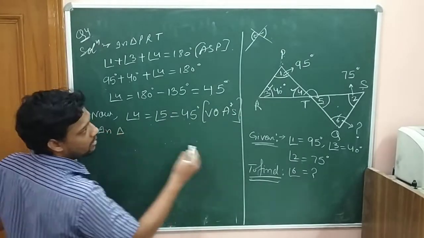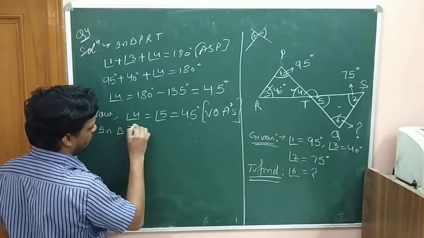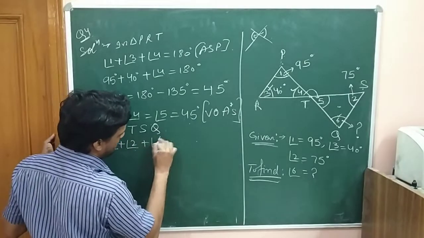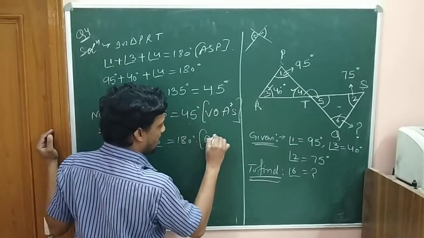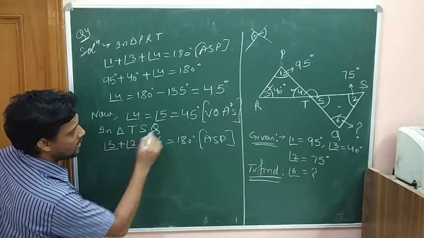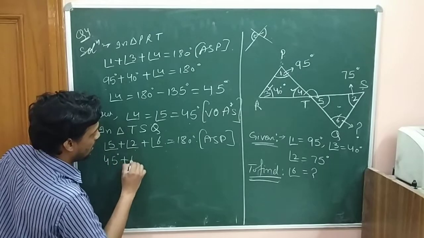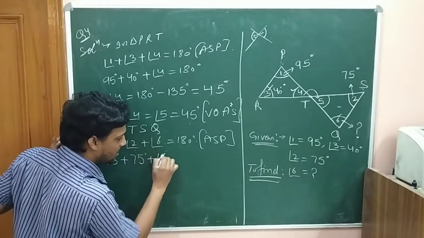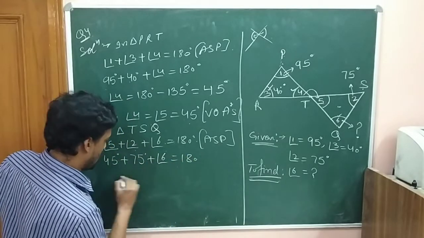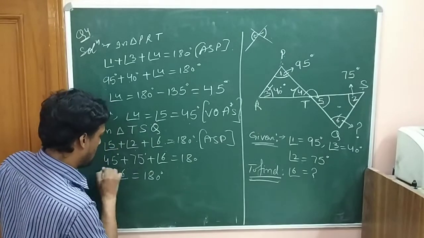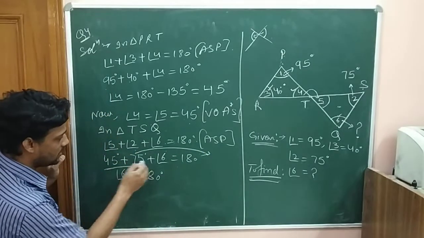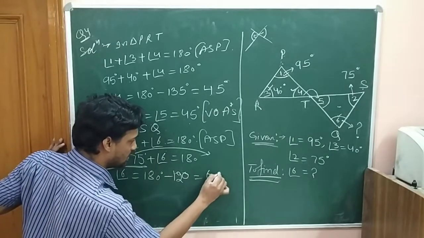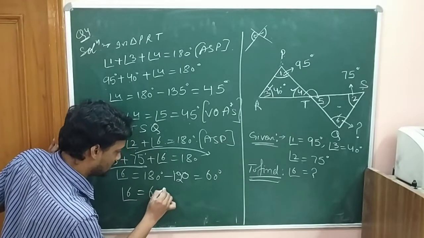Now in triangle TSQ, angle 5 plus angle 2 plus angle 6 equals 180 degree. Reason: angle sum property. Angle 5 is 45 degree, angle 2 is 75 degree, plus angle 6 equals 180 degree. Add these two angles and subtract from 180. That is 120. So angle 6 is equal to 60 degree.